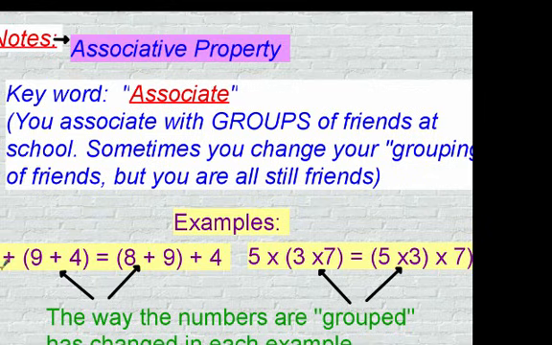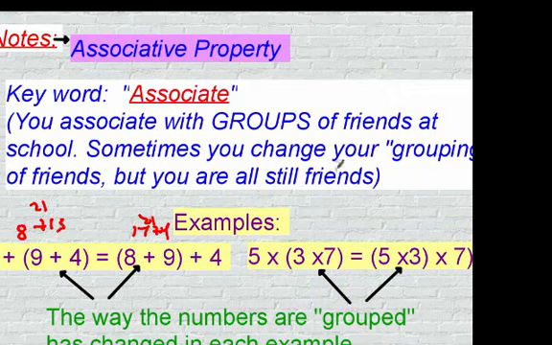So in this example, I've got 8 plus 9 plus 4, and here I've got 8 plus 9 plus 4. If I work these out, 9 plus 4, that's 13. And 13 plus 8, that's 21. And on this side, 8 plus 9, that's 17, plus 4, still 21. Doesn't make a difference that I grouped these two or I grouped these two. All right? But same idea, that works for multiplication.